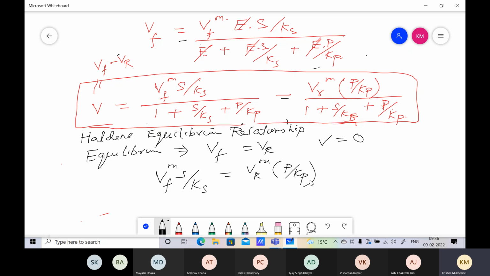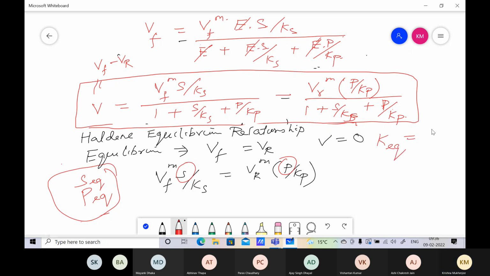But this is only true when Vf is equal to Vr, when this S and this P are actually S equilibrium and P equilibrium respectively. These are the equilibrium concentrations, right? Which are determined by K. Remember that K equilibrium is equal to P equilibrium upon S equilibrium. Right? Is it not so?